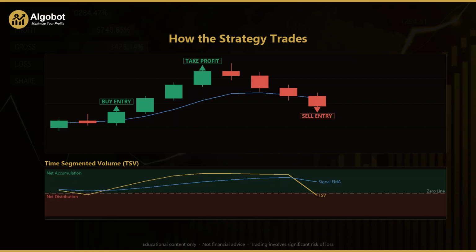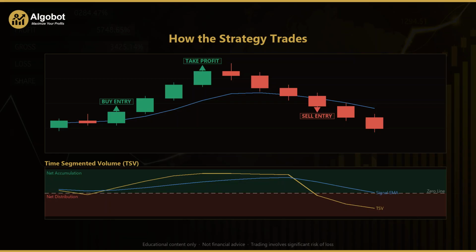Now the character of the market changes. On the 6th, 7th, and 8th candles, price rolls over from the highs. The EMA baseline flattens and begins to tip downward, and in the panel the gold TSV line is fading from its peak, while the signal line finally catches up. The strategy holds off, because although flow is weakening, price has not yet confirmed a downside regime.